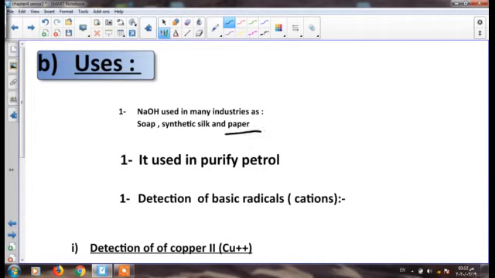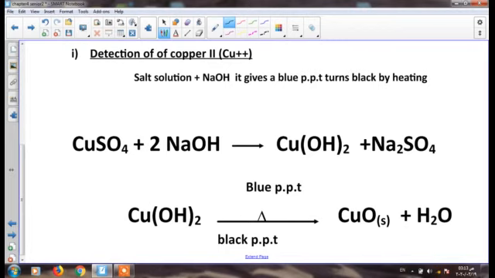Detection of basic radicals, which are called cations. Detection of copper II cation. We take the salt solution and add sodium hydroxide to it. It gives a blue precipitate that turns black by heating.